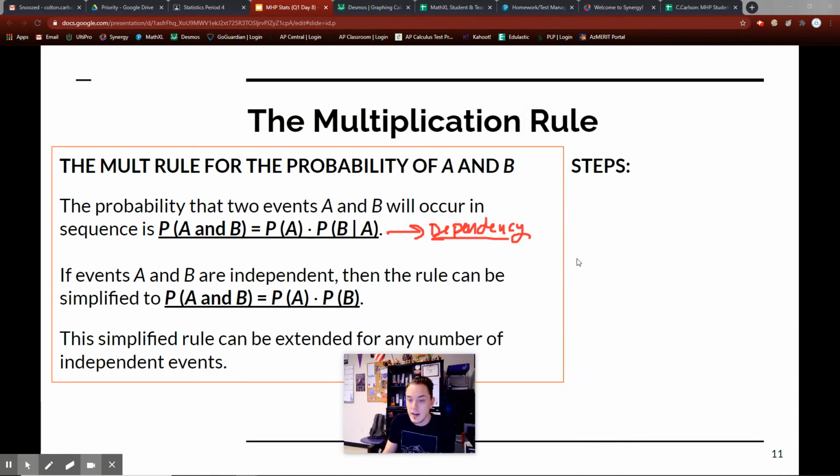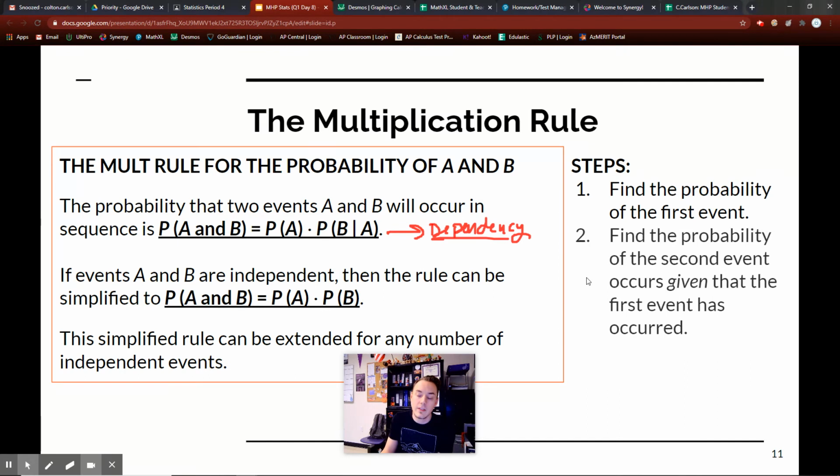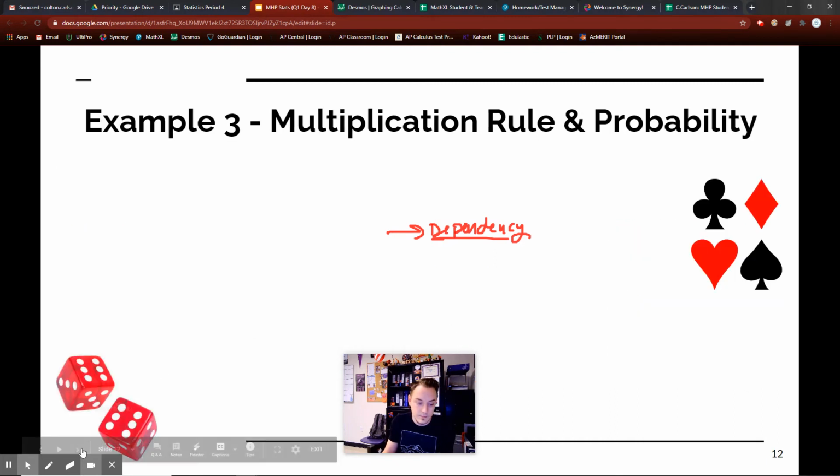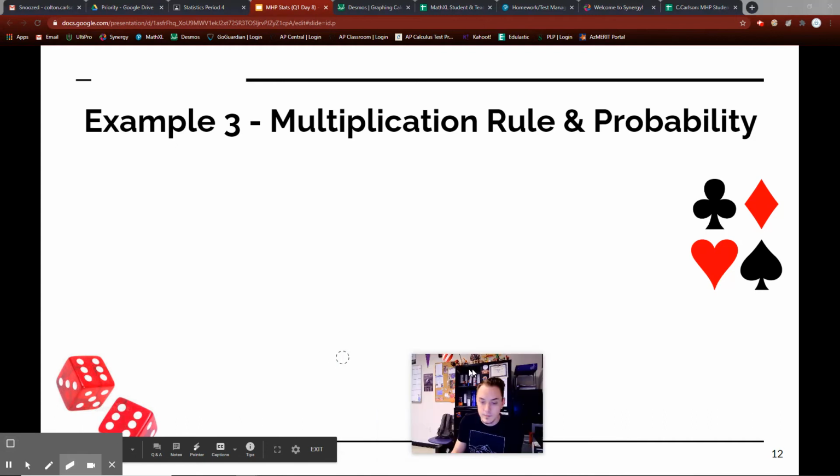I'm going to move myself right there. So what is it? First, find the probability of the first event, and that's the number one thing. Number two, find the probability that the second event occurs, given that the first event has occurred. And then multiply these two probabilities together. So these steps are for dependencies: find the probability of the first event, find the probability of the second event given that the first event has occurred, and then multiply the two probabilities together. Okay.